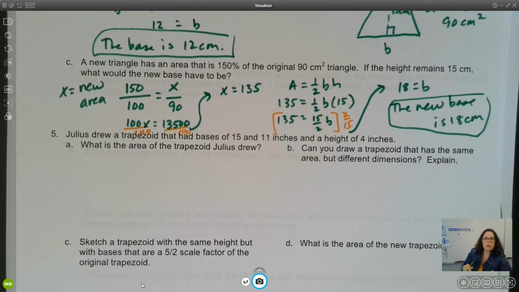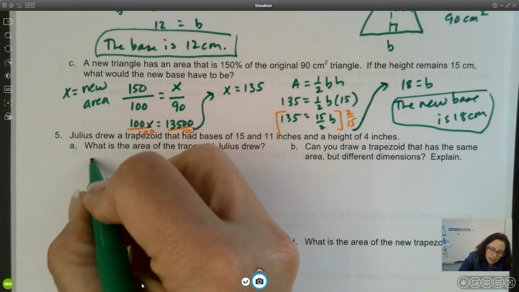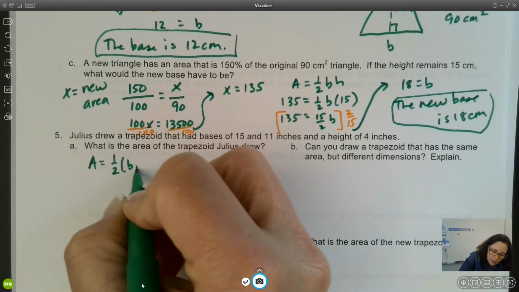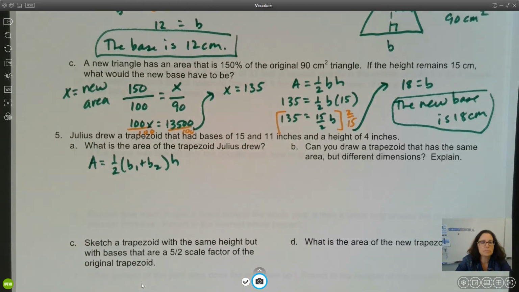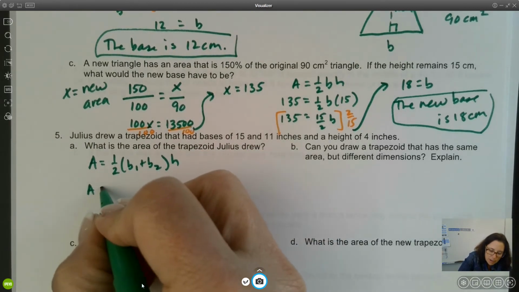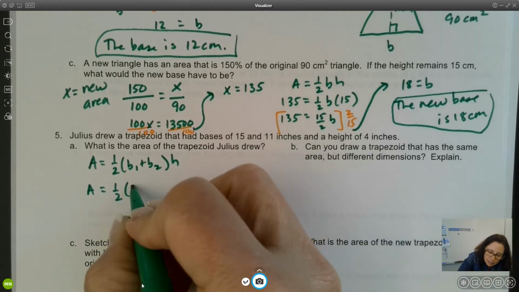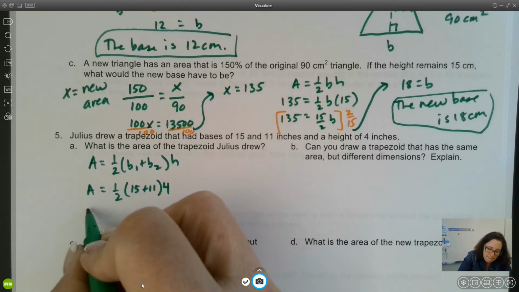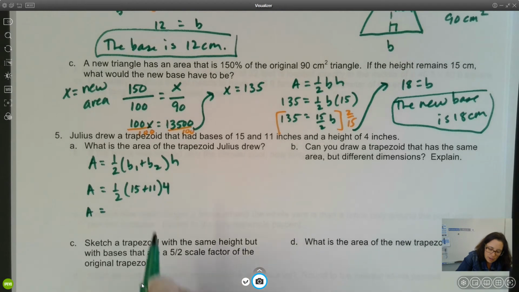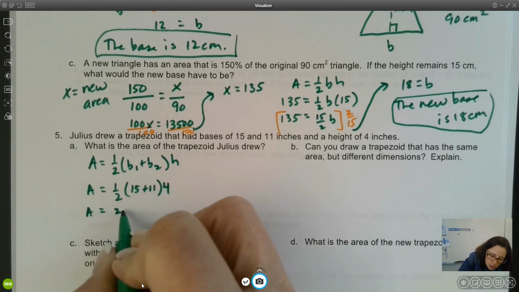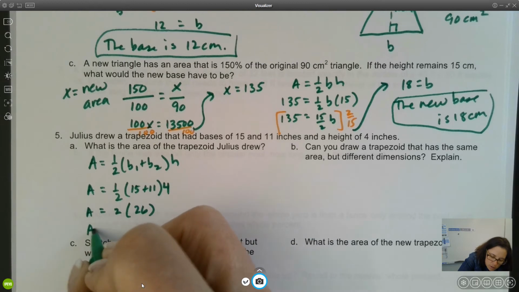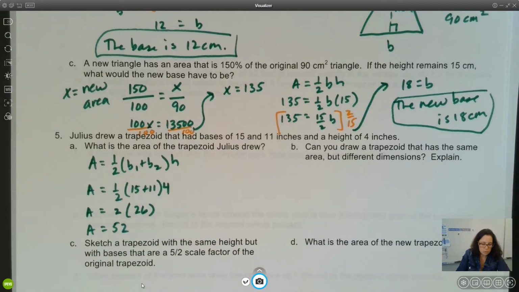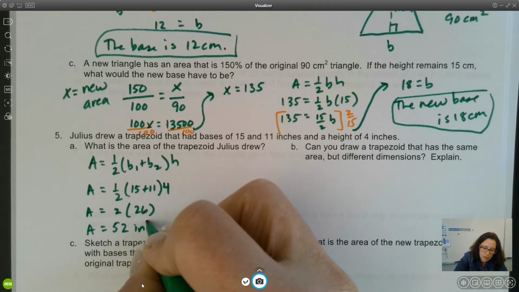All right, Julius drew a trapezoid that had bases of 15 and 11 and a height of 4 inches. What is the area? All right, area of a trapezoid, 1/2 add the bases times the height. So to find the area, we take 1/2 of 15 plus 11 times the height of 4. I'm going to take 1/2 of 4 right now and just put 2 times 26, which is 52. So 52 inches squared is the area.